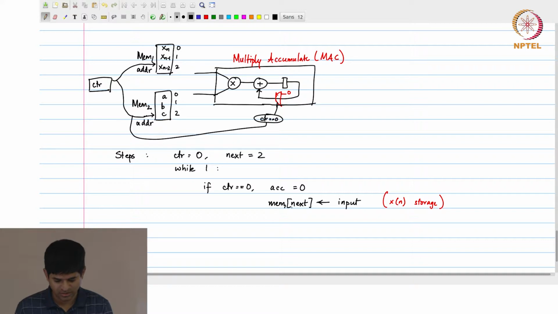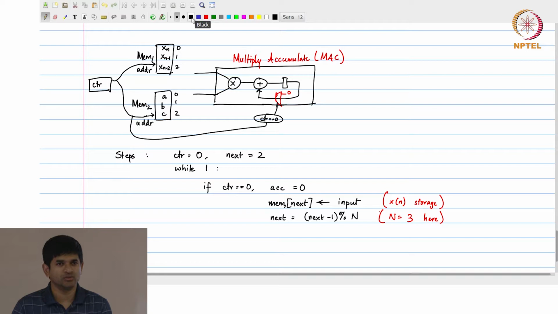and next is equal to next minus 1 modulo n, where n equals 3 here. What does that next minus 1 modulo n do? We'll see that in a moment. Essentially, why am I doing this? I'm trying to be a bit clever over here in terms of how I do the shift register. We'll just look at that in a moment.